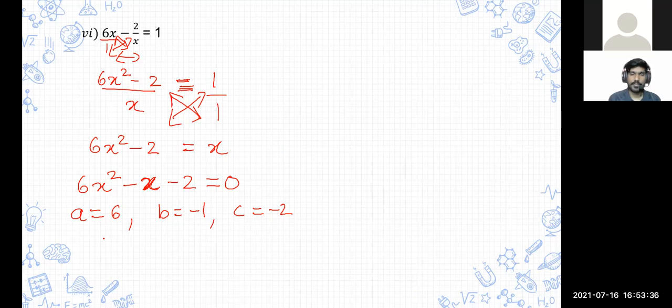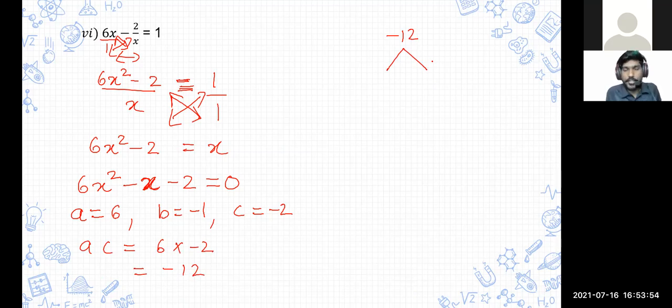So now 6 into minus 2, so minus 12. Correct. So you have to split minus 12 into 2 such numbers. This is easy. This you can do. Can you think of splitting it into 2 numbers that multiply to give it? No, I'm bad at this. No, you can. You know. Think about 12. Which two numbers multiplying gives 12?